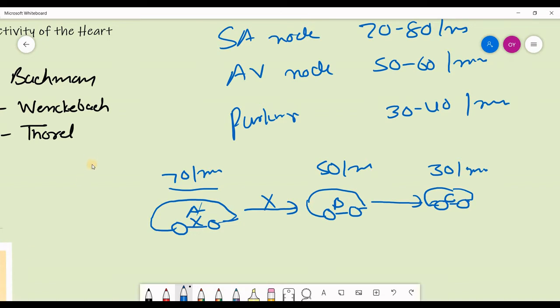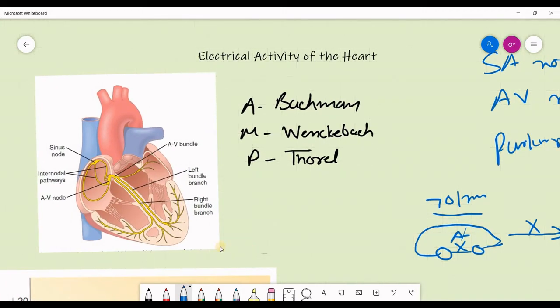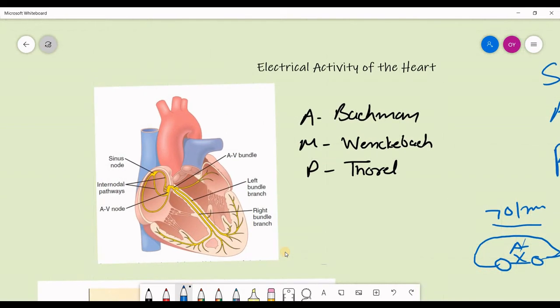That was one thing. The next point is that in the AV node the number of gap junctions is less, so the conduction is slow in the AV nodal system. Because of that slow conduction, there is a slight delay before the impulse travels from the SA node to the ventricular muscles. And what is the significance of that?